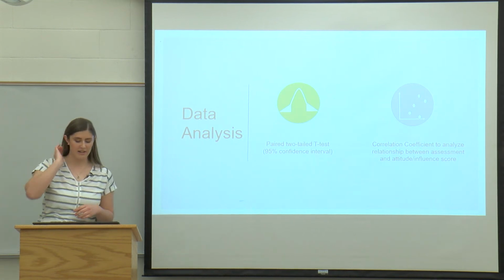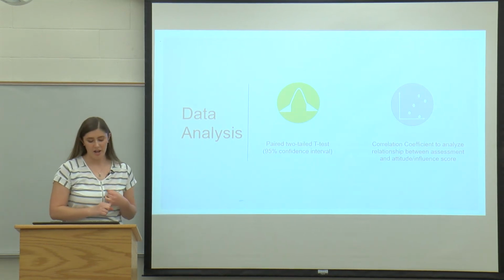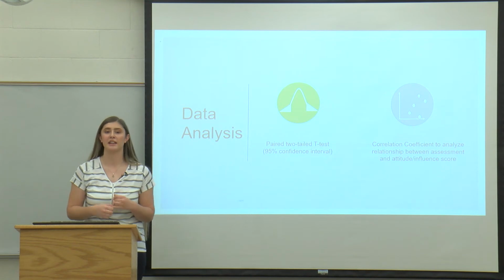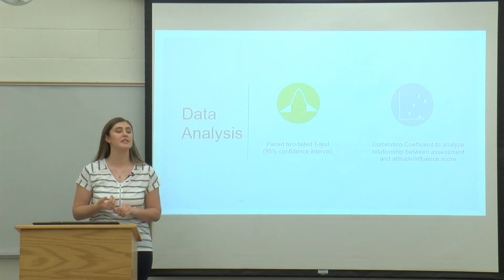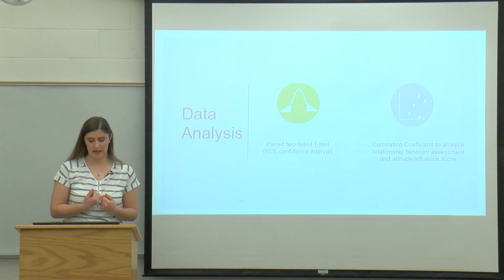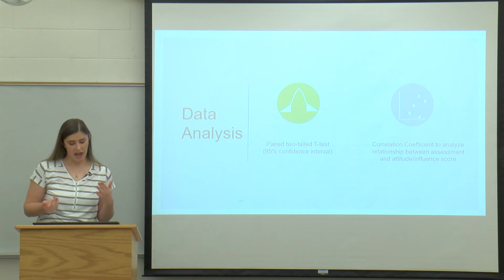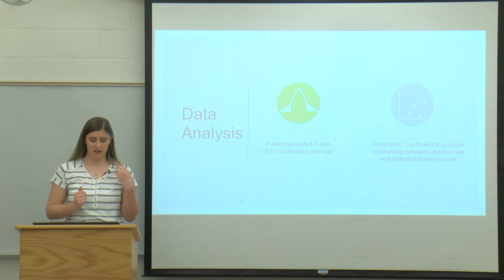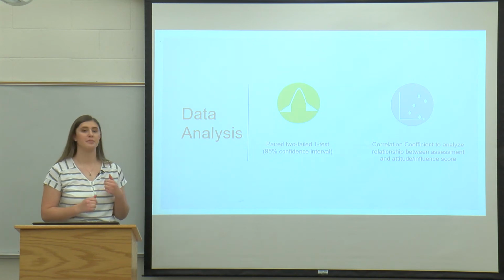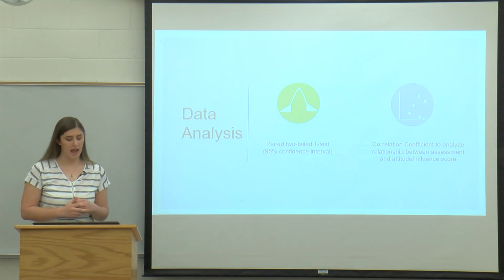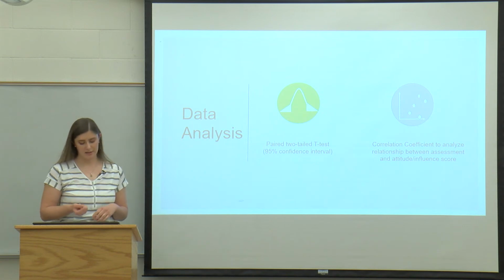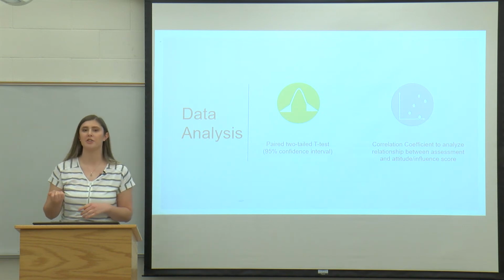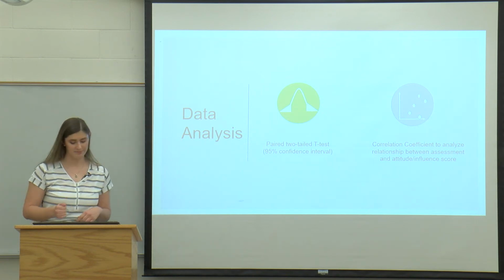In my data analysis, I used a paired two-tailed t-test to analyze the spatial assessment scores, as this is a simple test that compares two averages and if their difference is due to chance or not. I then used a correlation coefficient to analyze my personal survey scores, as the coefficient is a statistical measure of the strength of a linear relationship between two variables.